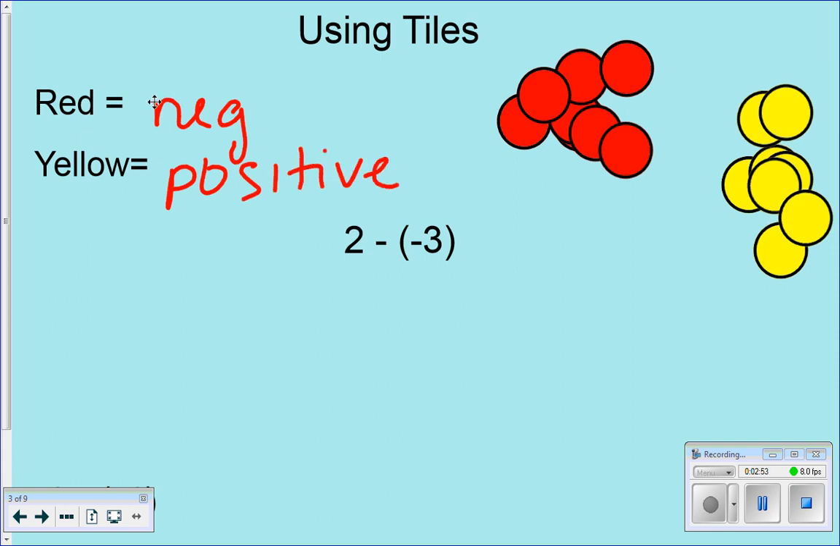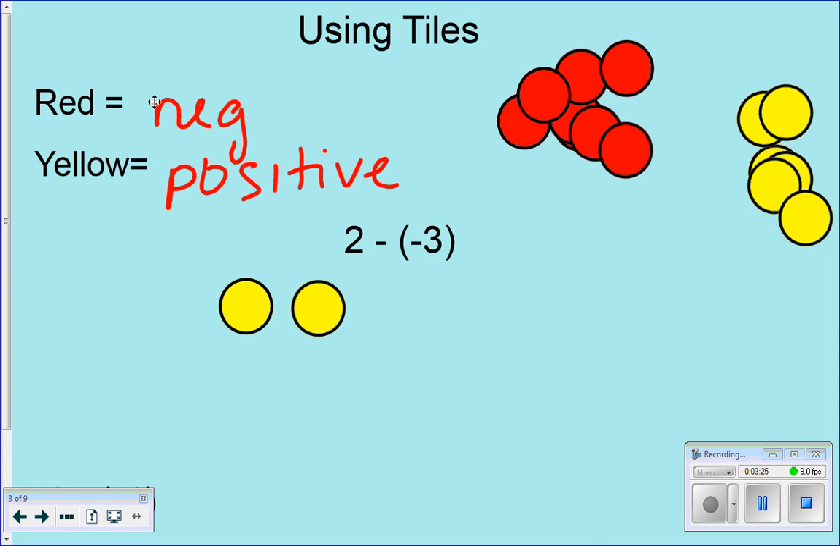Okay. So I have 2 minus negative 3. So what am I going to start with? How many yellows am I going to have on my board here? 2. Because remember, 2 is positive, so I'm going to put 2 yellows. So if you want to do this with me on your desk, you can. So 2 yellows. Then it says minus negative 3.